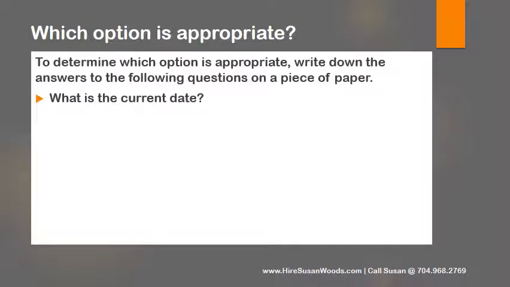Number 1, what is the current date? What is today's date? Write that down. Write today's date down on a piece of paper.